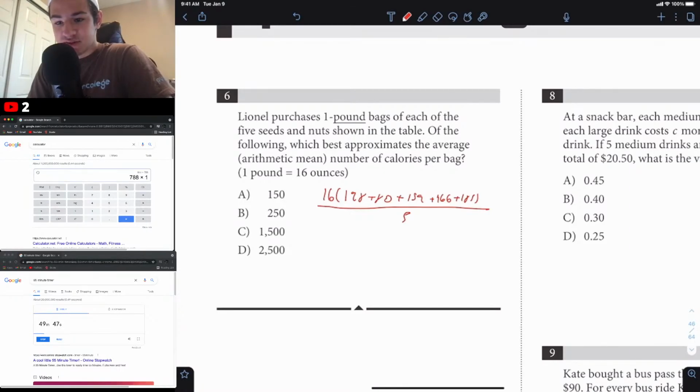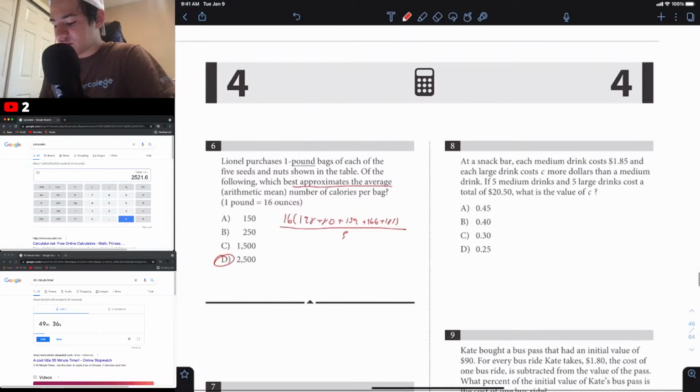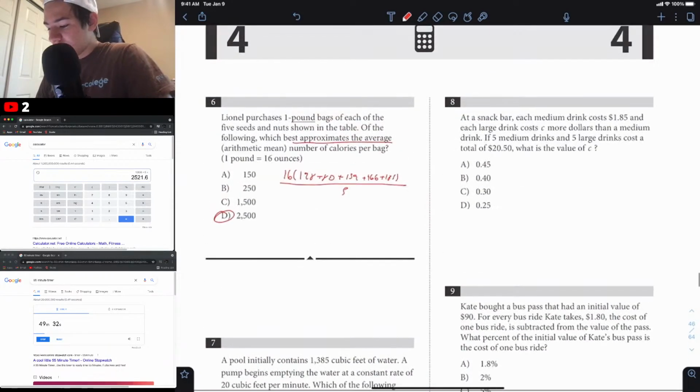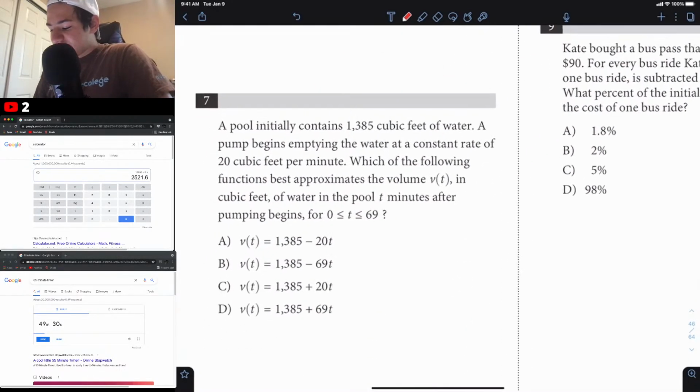788 times 16, and we're going to divide this by 5. So 2521. Which is the best approximation? So it's going to be about 2,500. Which makes sense.